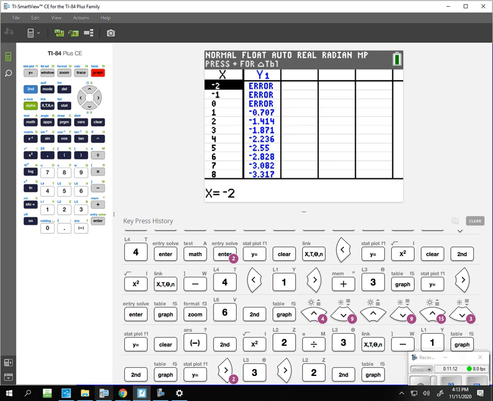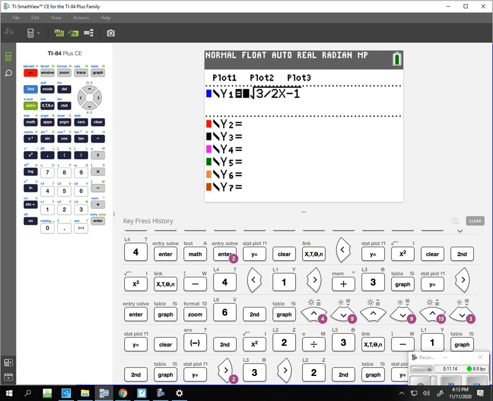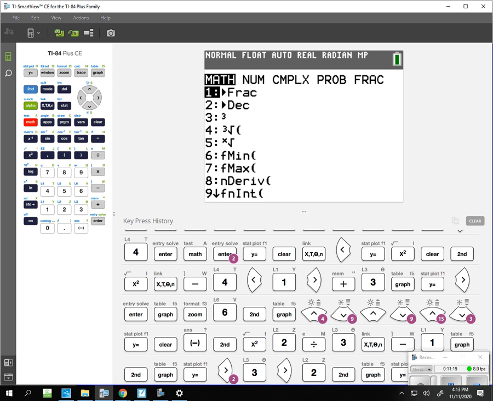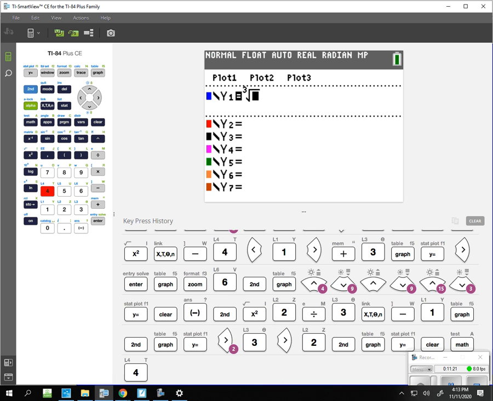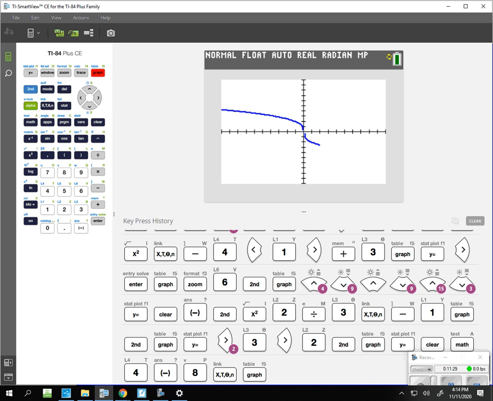So y equals cube root. Now, if I go into math, cube root actually has its own designation. It's the fourth one. So I have the cube root of negative 8x graph. And notice it made the zigzag.